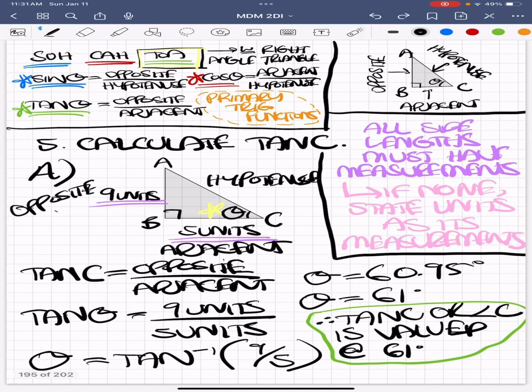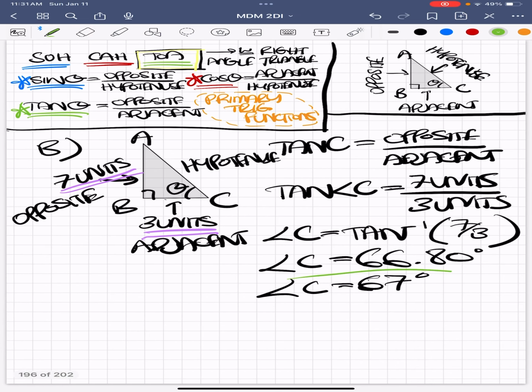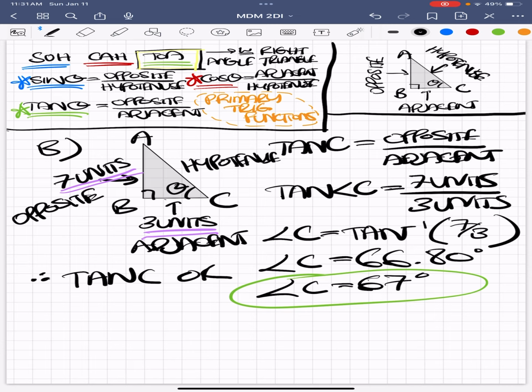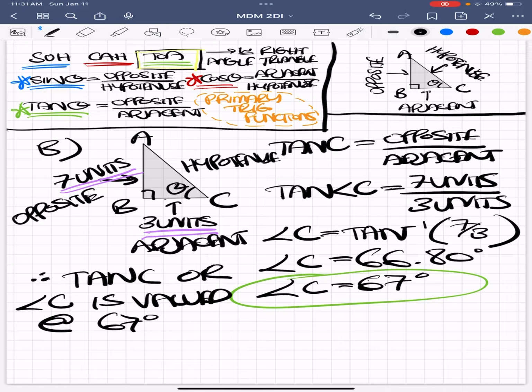I'm just going to circle our answer in green. And then we have our therefore statement: tan C, or angle C, is valued at 67 degrees. And then we'll circle our therefore statement. And there you go.